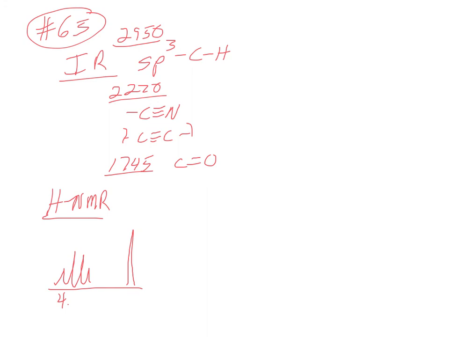This is at 4.1, this is at 3.5, and then there's a triplet at 1.4. So they didn't tell us this is worth 2 H's, this is worth 2, and this is worth 3. Now they didn't tell us that, but you can kind of see from the integrations, the little curved line, the one to the far right is bigger. What I mean by that is if this is this big, this should be exactly the same there, and then this one should be just a little bit bigger, a third bigger.